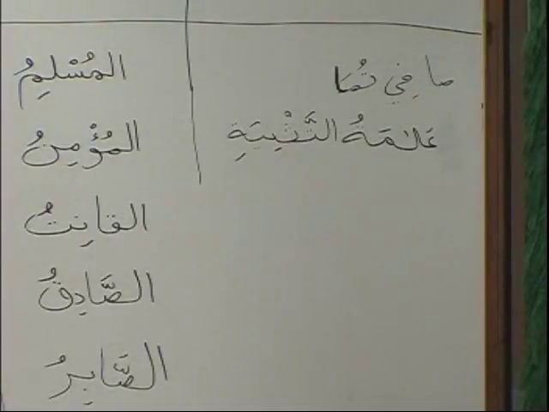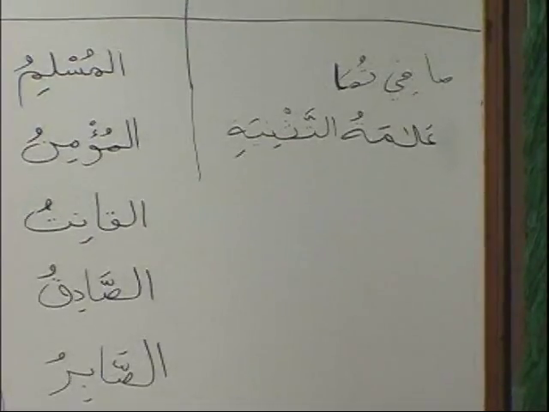And zahabtunna. Where is the fa'il? Tu. Highlight it, brothers and sisters. Only two. And then what is this noon doing here? It is alamatu jama, but muannas. Alamatu jama'i al-muannasi. Got the idea? No, this is in detail we are learning. Okay. Very good, brother.